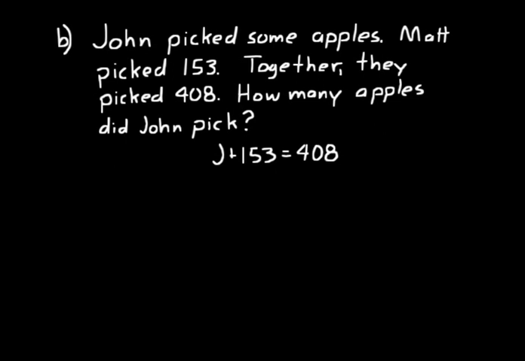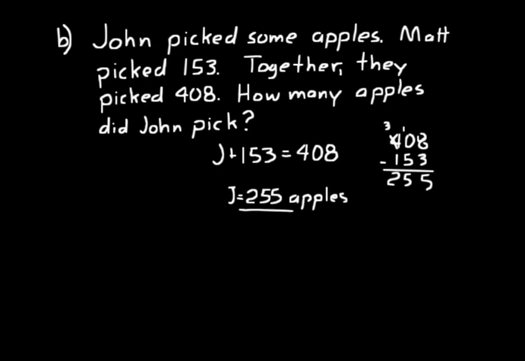To solve for how many John picked and to answer our question, we remember that subtraction undoes addition, and we'll have 408 minus 153. Just do the math on that. 255. That's how many John picked. So J is equal to 255. We can write apples as well. And so there's our answer.